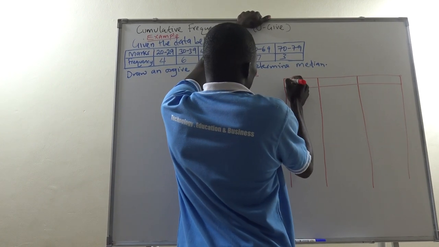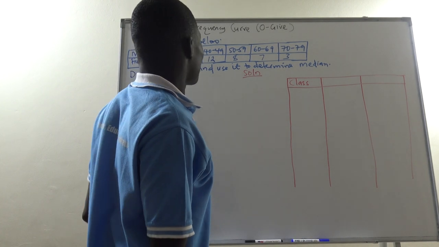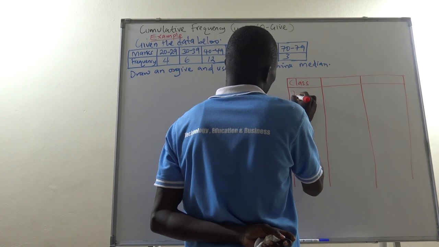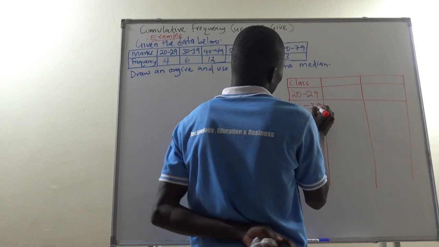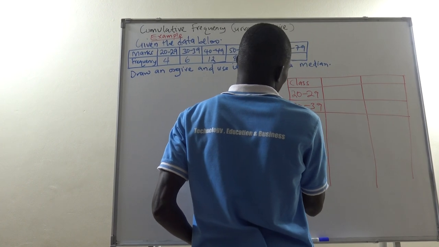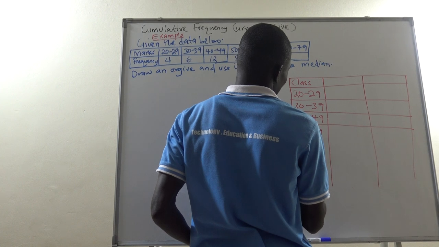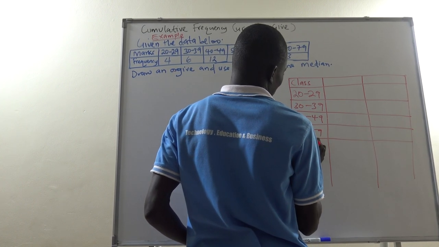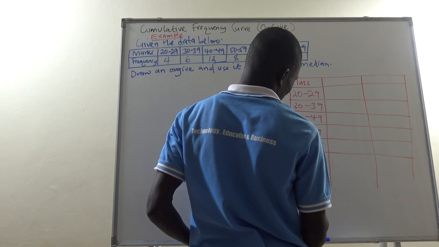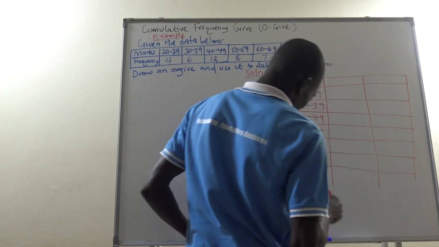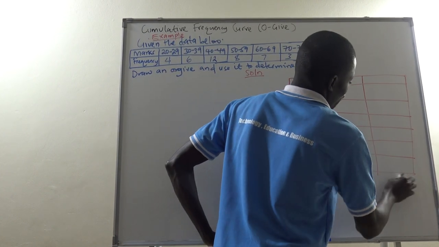We say the first column can be class, or you can even put it as marks, because our class for today is marks. You can put class or marks, but our class is running from 20 to 29, 30 to 39, 40 to 49, 50 to 59, 60 to 69, 70 to 79. So those are our classes. That's why our classes stop at 70 to 79, just for the purpose of simplicity.